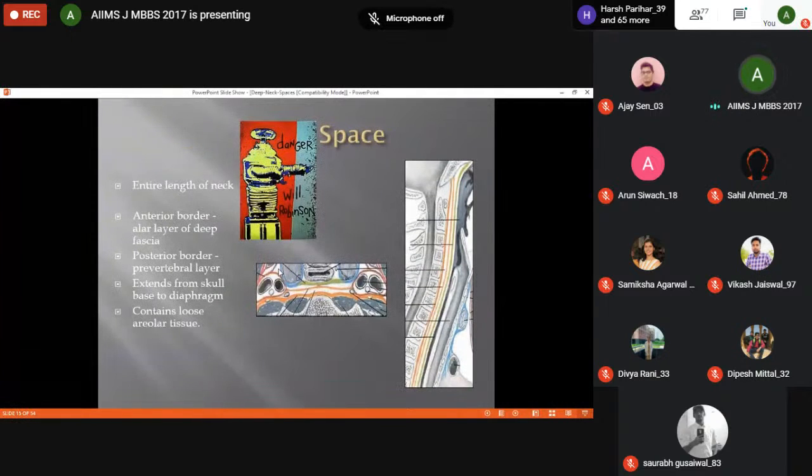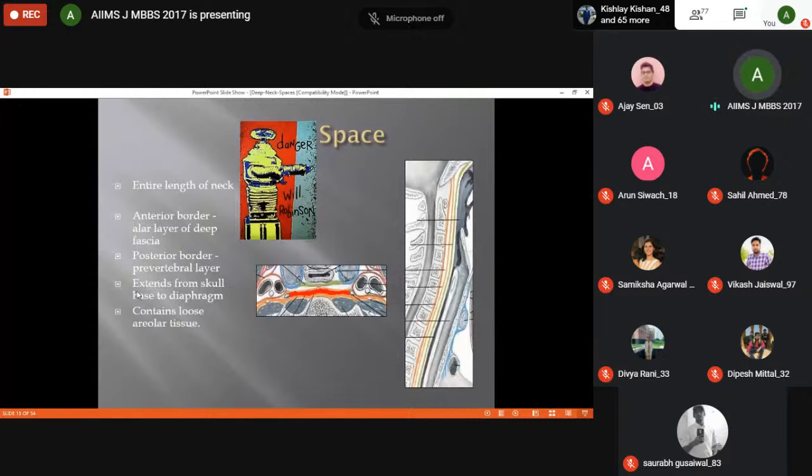Now comes which space? This is the danger space. Danger space is basically between the two layers of deep cervical fascia, that is, between the alar layer and the prevertebral layer. This red area is the danger space. It extends up to the diaphragm. See, retropharyngeal up to T4 and this space up to the diaphragm. This contains only loose areolar tissue, between the alar fascia and the prevertebral fascia.